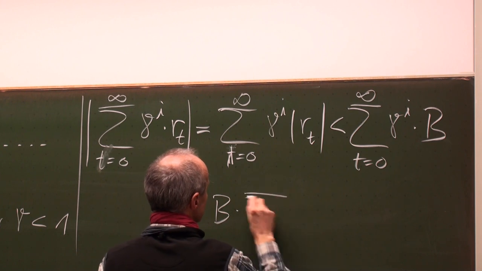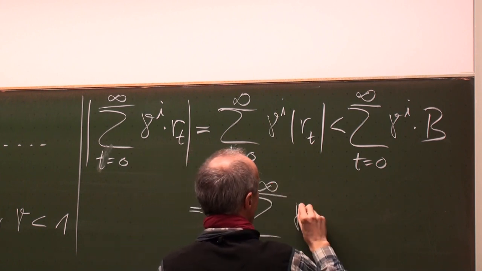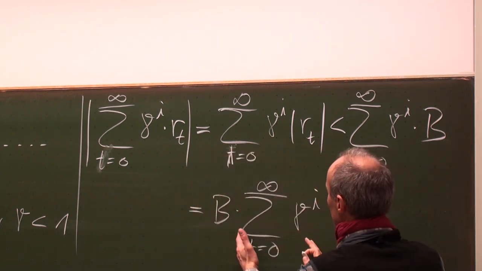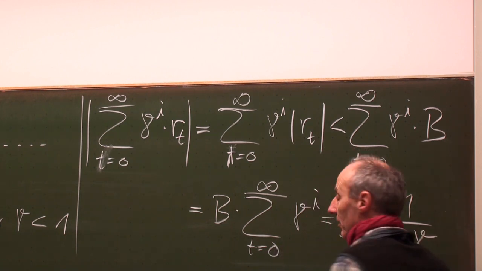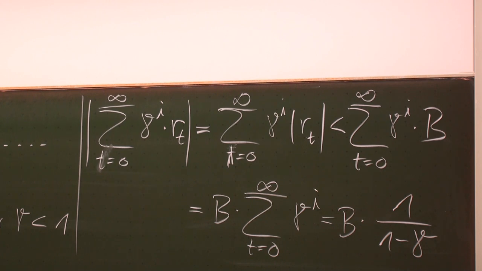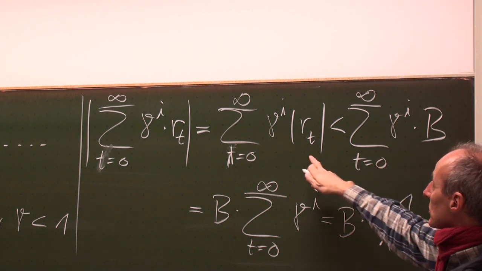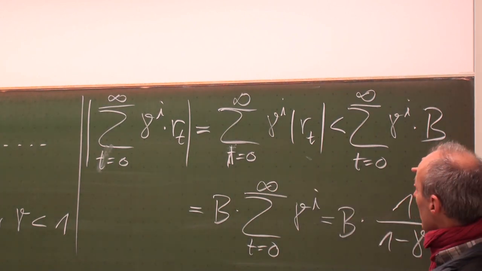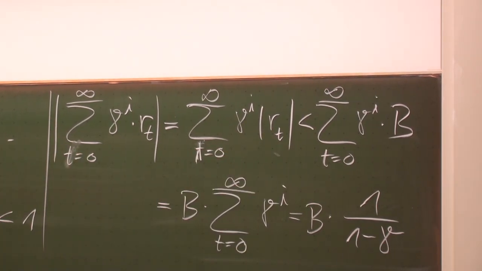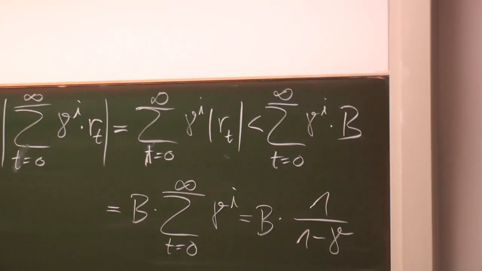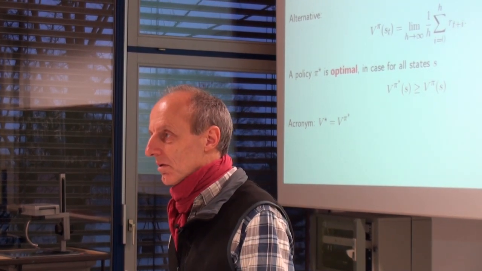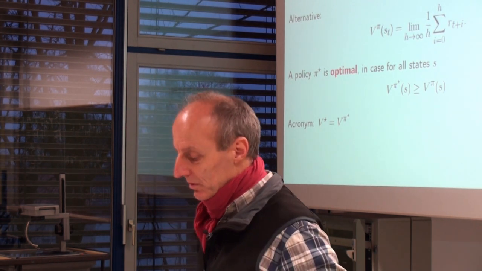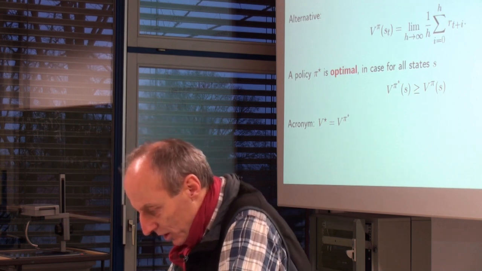Then we get B times the sum of gamma power T. For this sum, we already have the formula, so it is equal to B times 1 over 1 minus gamma. Here we use the assumption that our immediate rewards are bounded, and then everything is good. And this assumption is realistic. Can you imagine a world where any agent may get infinite reward from the environment? Not in this world, that's what I would assume.